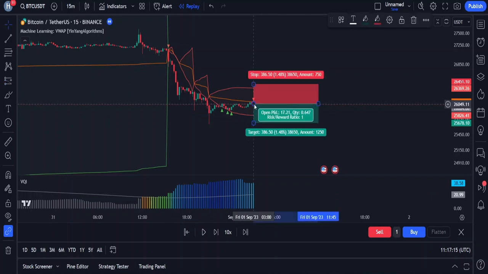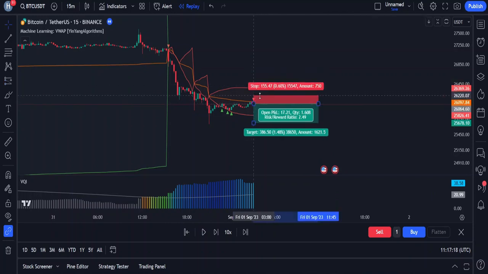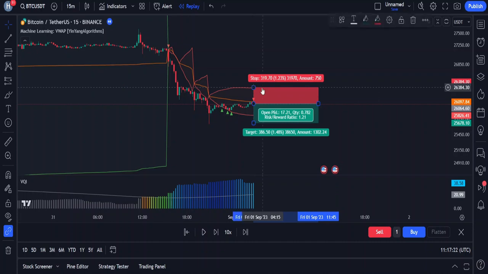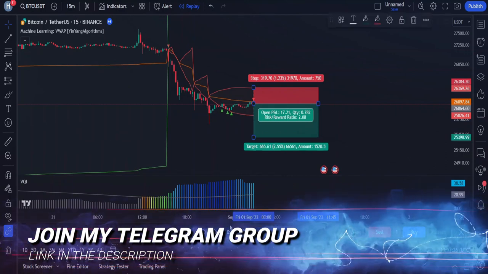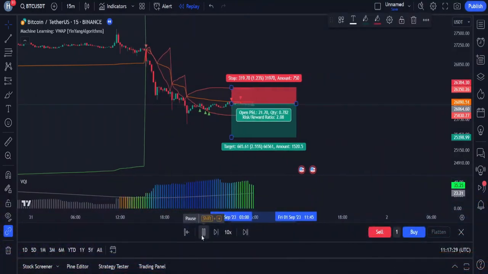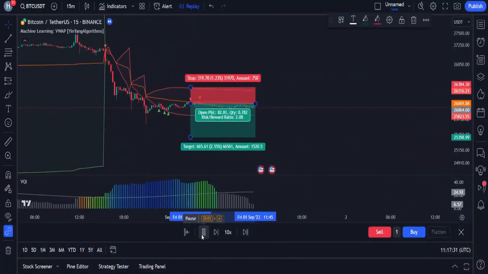So I will open a sell trade here. Our stop loss for sell trades will be set at the recent swing high, and the take profit target will remain the same. In the case of sell trades, once the price reaches the lower VWAP band, adjust the stop loss to break even. I hope you guys liked this strategy.